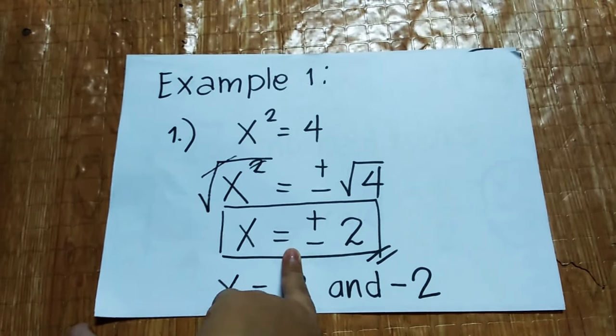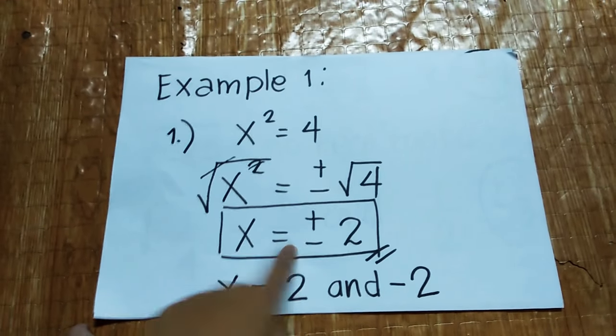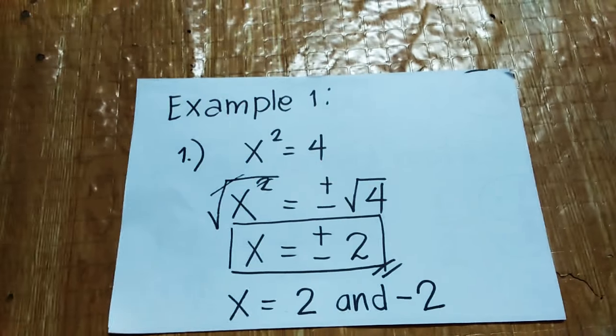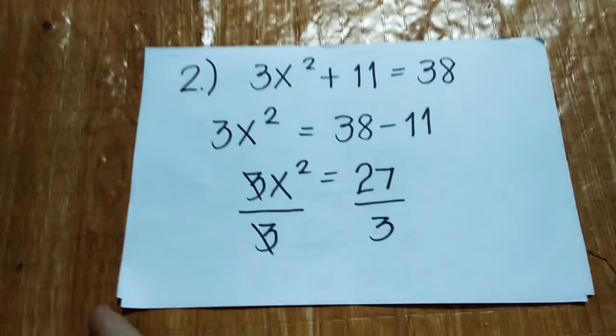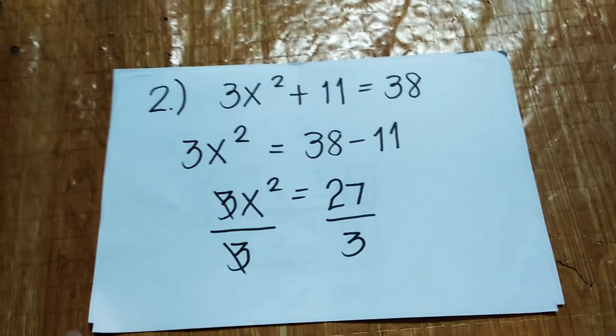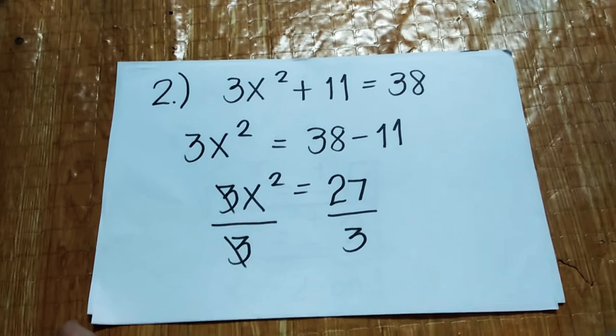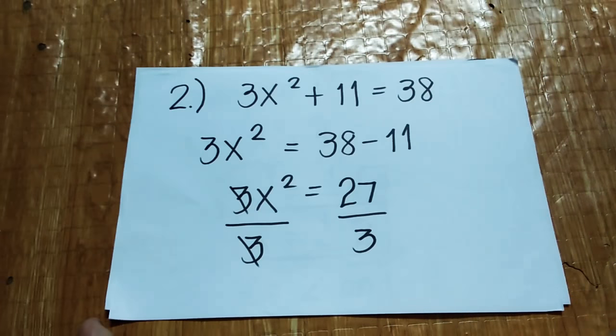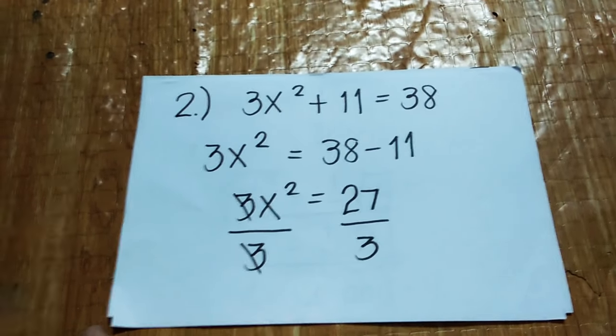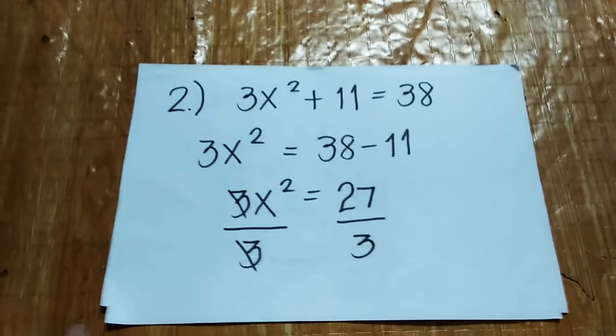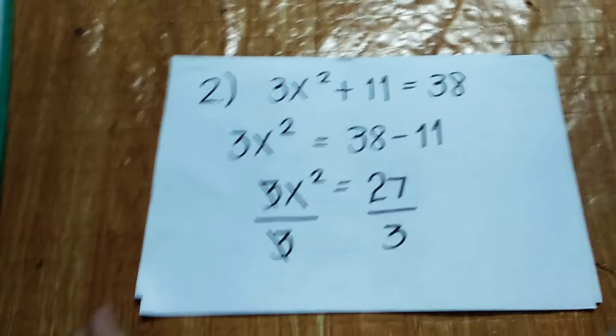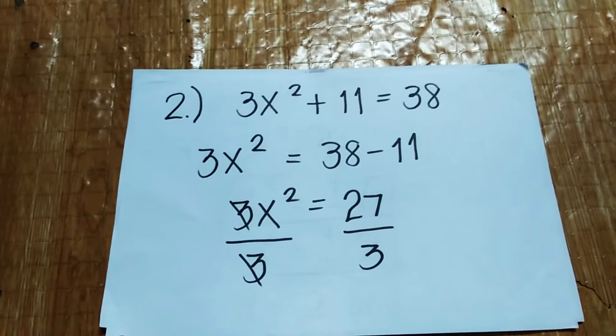2 different numbers. Positive 2 and negative 2. Okay? Another example natin, we have this. 3x squared plus 11 is equal to 38. Okay, so kanina, ang unang ginawa natin, ini-square root natin both side. Pero dito, iba. Okay, hindi tayo agad-agad nag-square root.